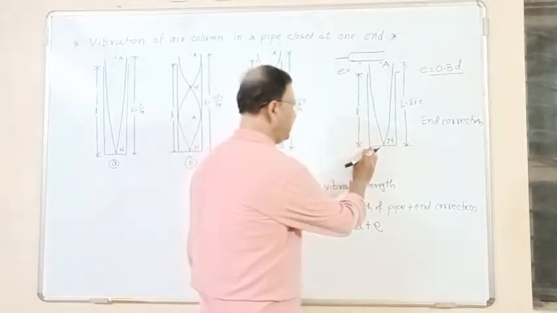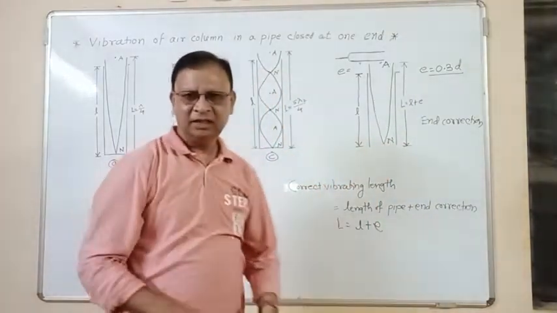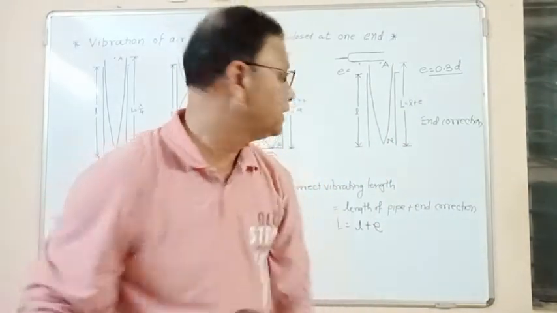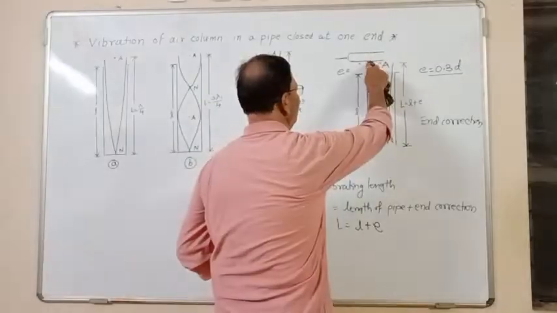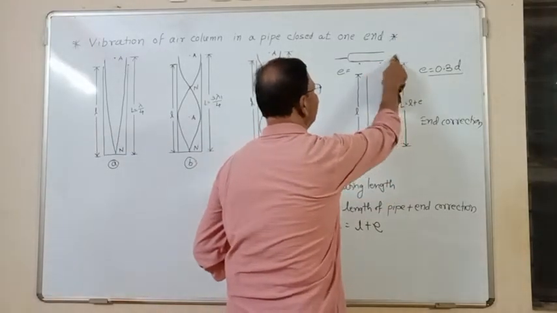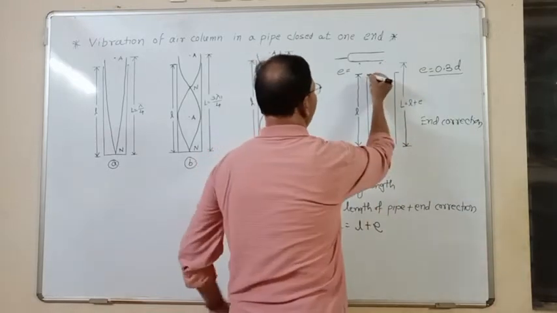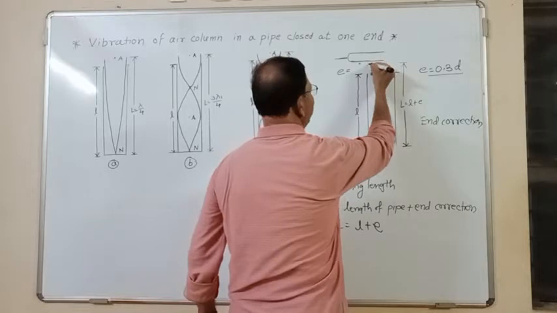Suppose this is the pipe, and on this side also it is open. Then what will be the end correction? Then the stationary wave which is formed in this air column will be like this.